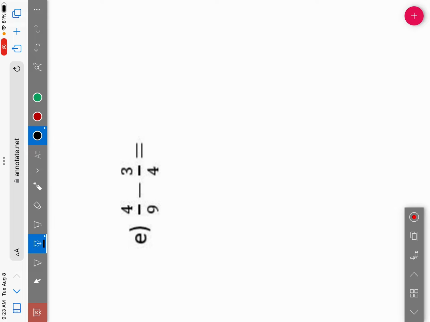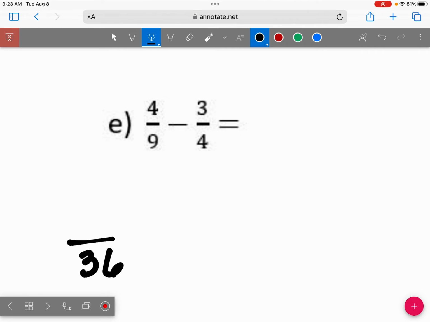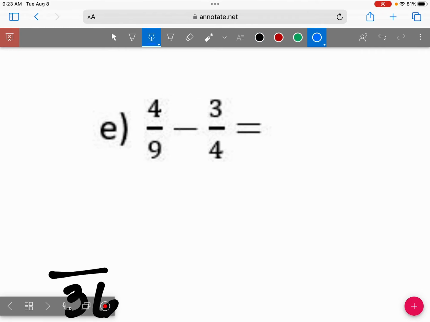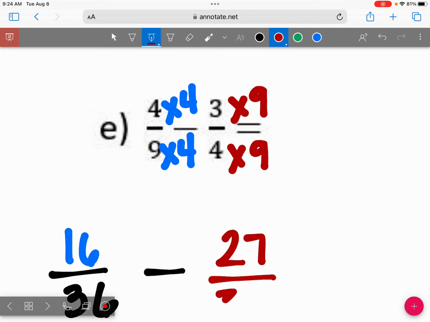So when you look at it, that number would be what? Does everyone see that 36 is in both of those columns? Does everyone see that? So 36 is going to be my denominator. So that means I have to multiply this first fraction by 4. So that gives me 16/36. And the second fraction, I have to multiply it by 9, which gives me 27/36.